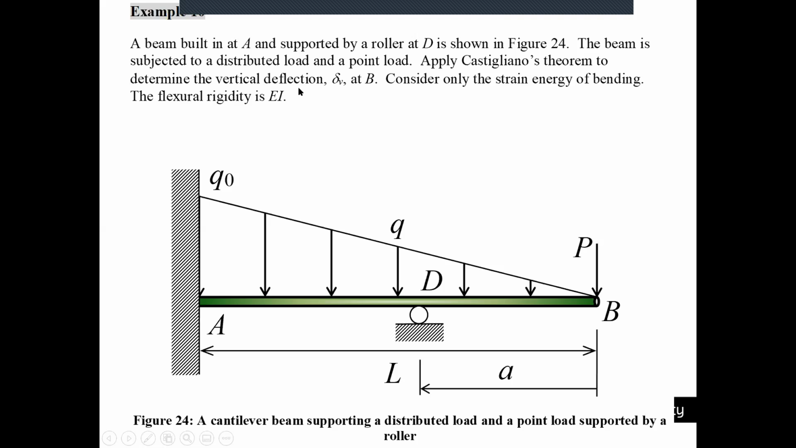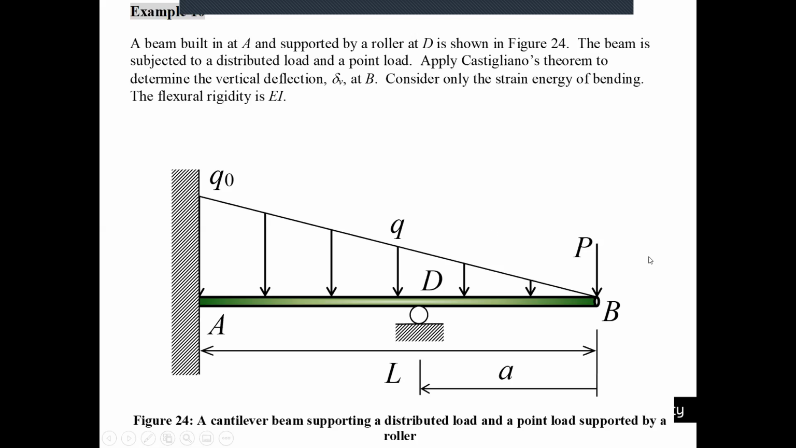Theorem to determine the vertical deflection at B. The only difference there is a roller support. Consider only the strain energies of bending. If a roller support is available, there is no deflection. That is, you should know the boundary conditions here: no vertical deflection, no horizontal deflection.